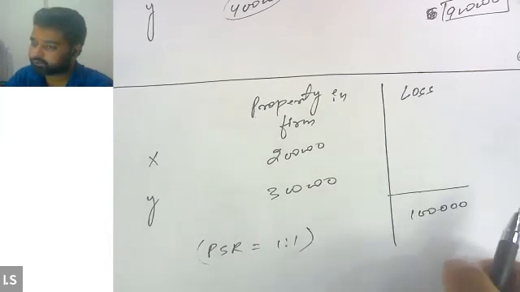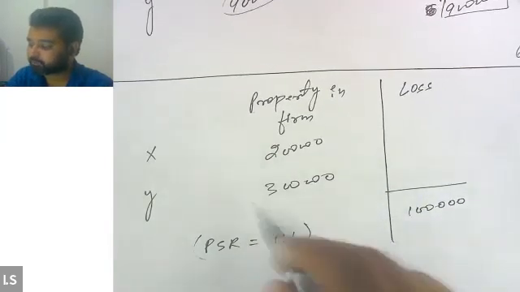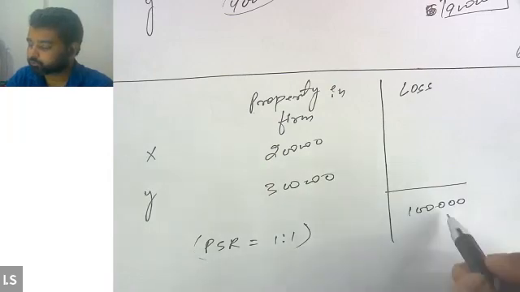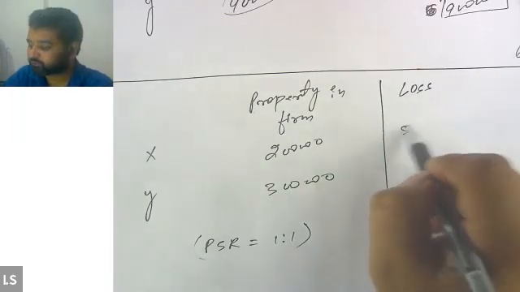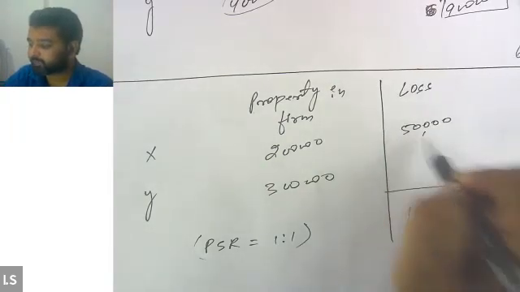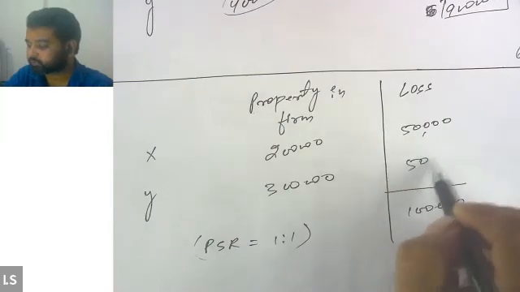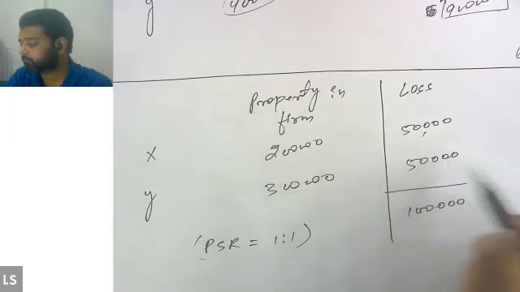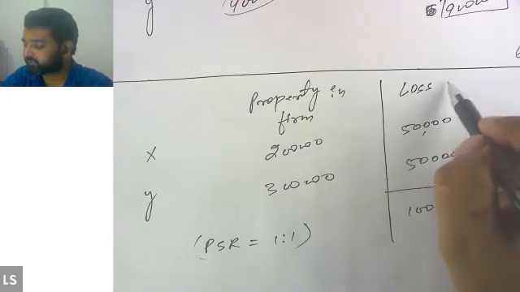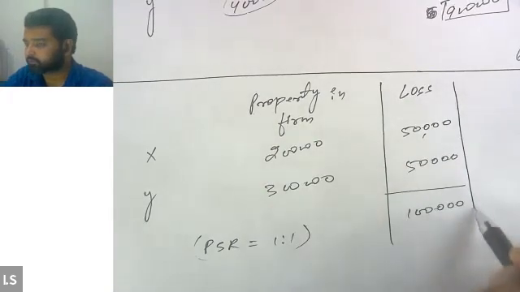Okay. Now this loss is to be divided among the partners in the equal ratio. So out of 1 lakh, 50,000 will be borne by Mr. X and Mr. Y will be bearing the remaining 50,000 loss.